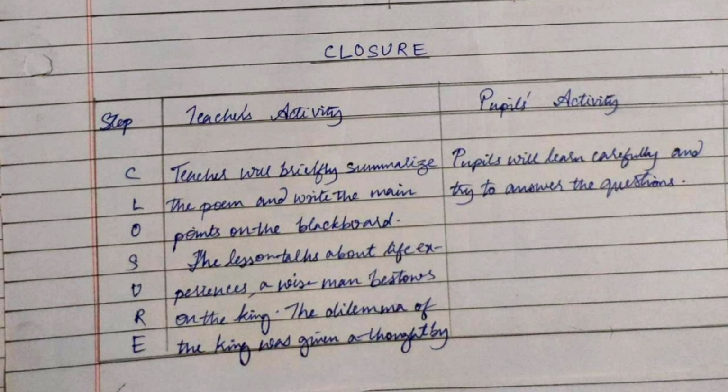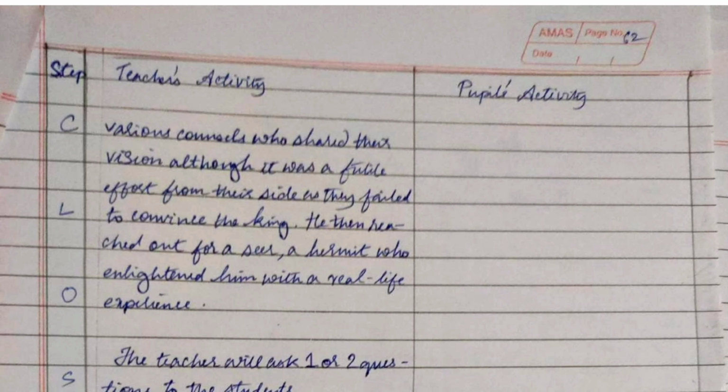Now back to the second paragraph of the teacher's activity. It is, the lesson talks about life experiences. A wise man bestows on the king. The dilemma of the king was given a thought by various councils who shared their vision, although it was a futile effort from their side, as they failed to convince the king. He then reached out for a seer, a hermit who enlightened him with a real life experience.